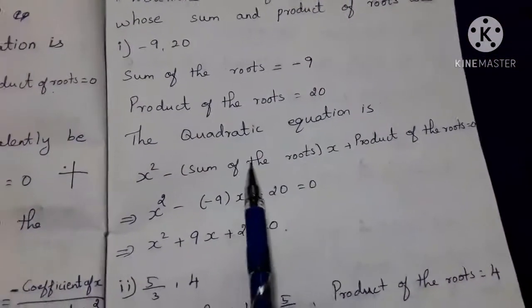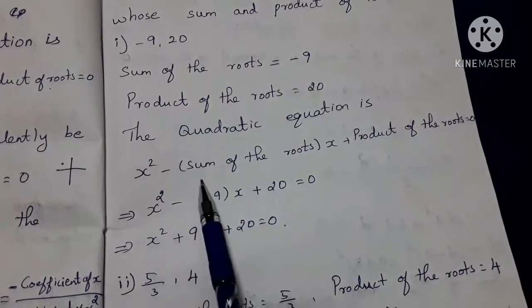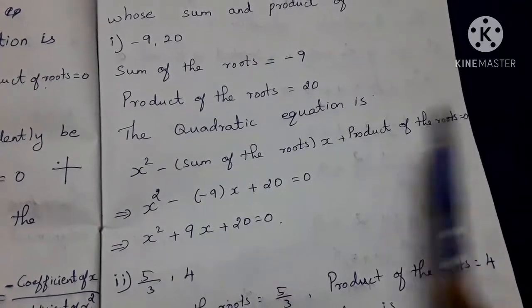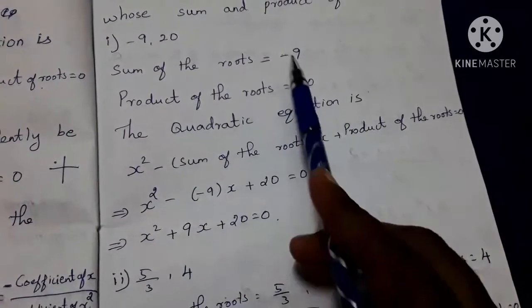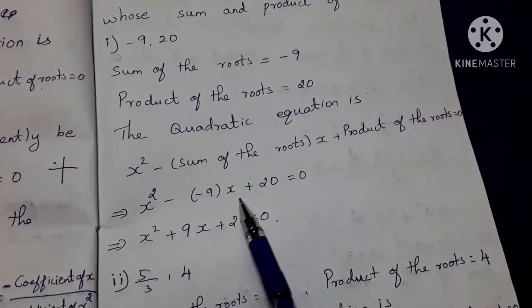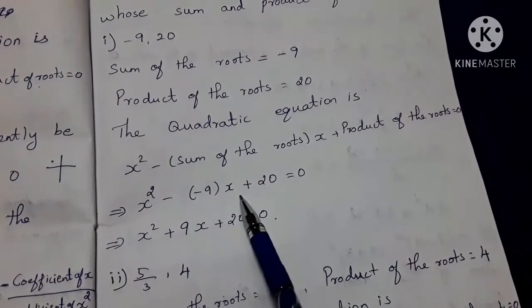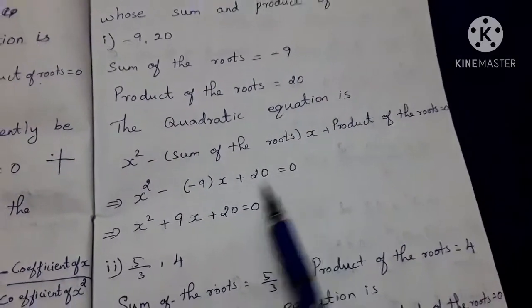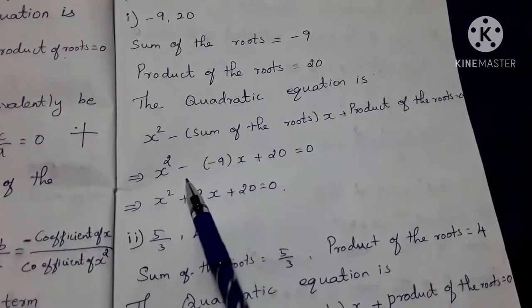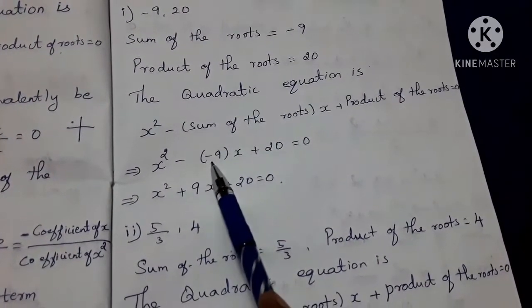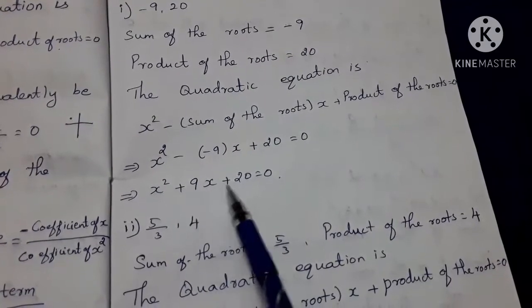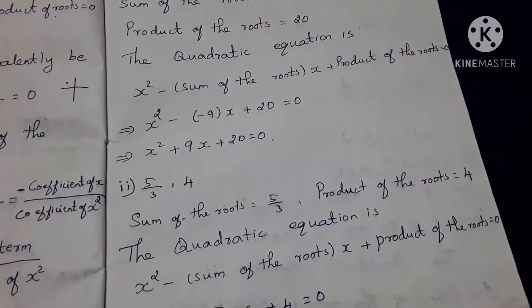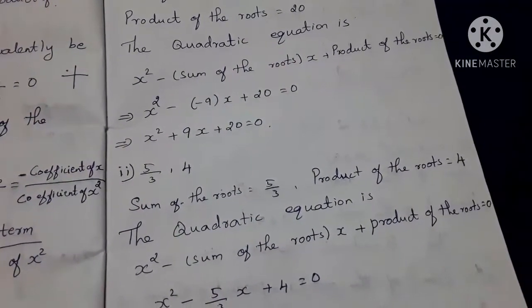20. So we know the general form of the quadratic equation: x squared minus the sum of the roots times x plus the product of the roots is equal to 0. So x squared minus (minus 9) x plus 20 is equal to 0. The formula already has a minus and the number is also minus, so minus into minus gives x squared plus 9x plus 20. That's all. Just apply the sum of the roots and the product of the roots and form the quadratic equation.